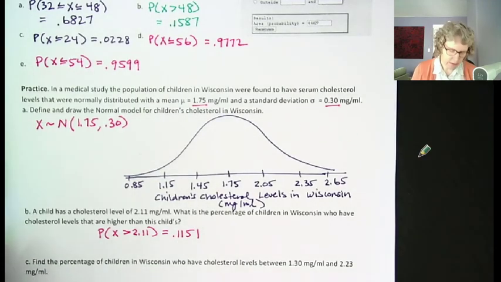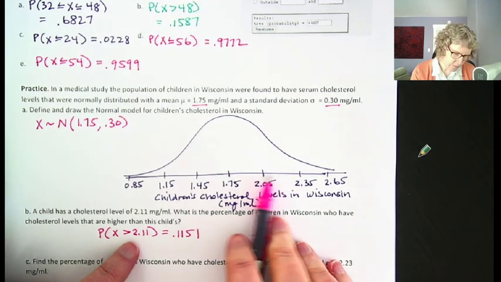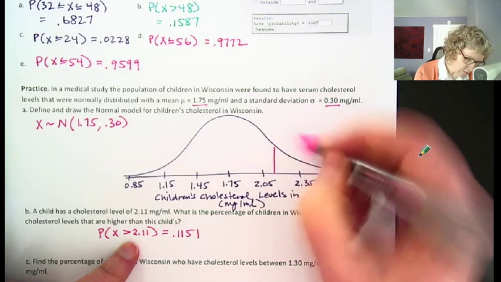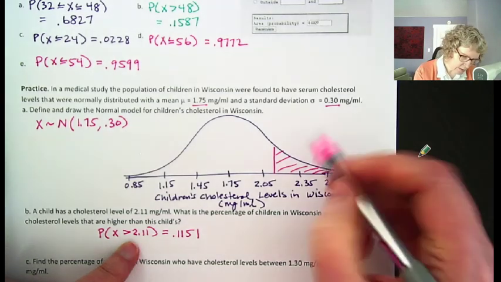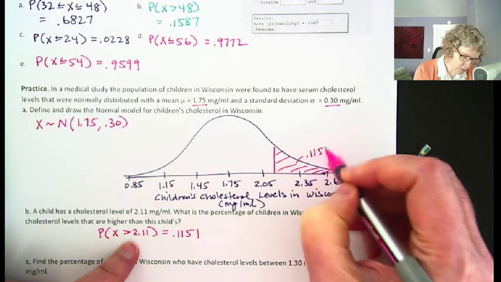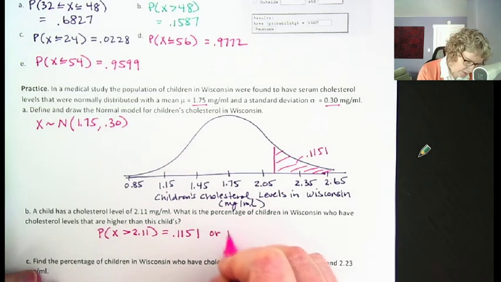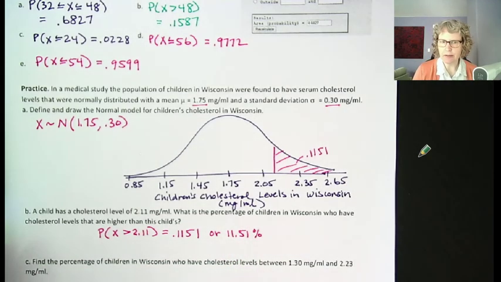So I could shade this if I go find, okay, see where would 2.11 be? Somewhere closer to 2.05. So I could shade that, and that is 0.1151. Okay, this one's asking for a percentage, or 11.51%. So that does sound a little concerning, doesn't it? Only 11.5% of kids have a higher level, so that seems like a very high cholesterol level.